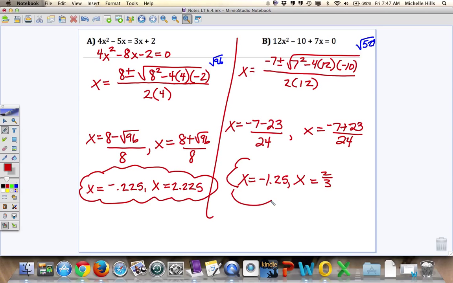You're only rounding to 3 decimal places if you have to. You can give this as a rational answer of 2/3, so you need to give that exact answer when you can.